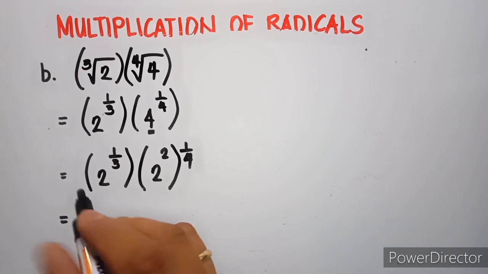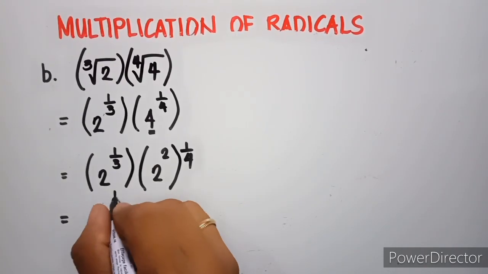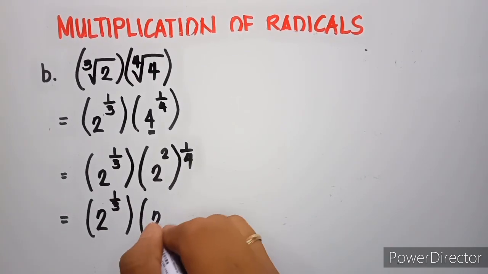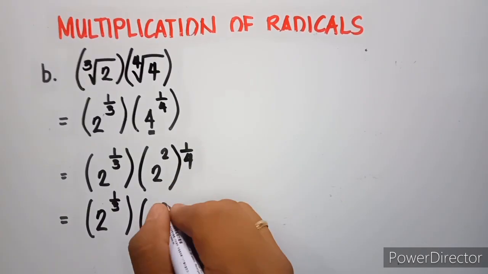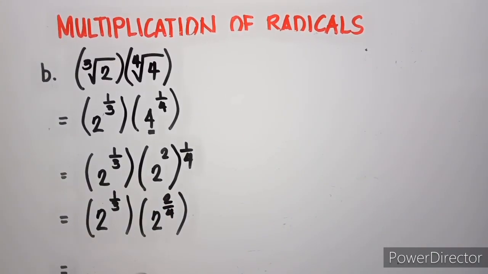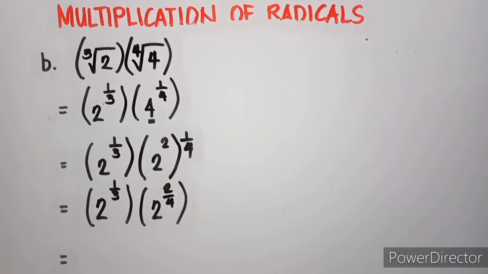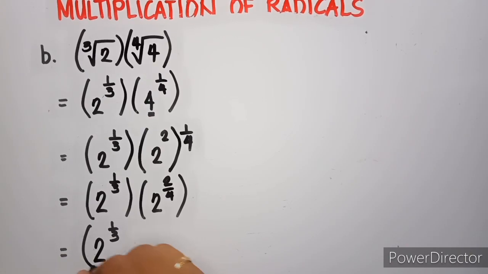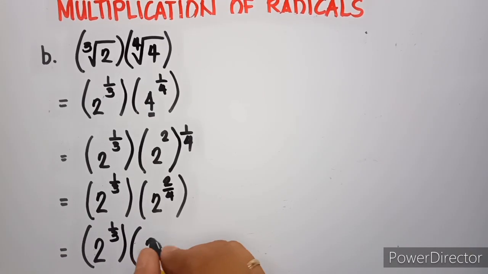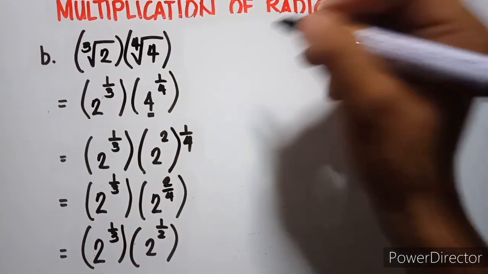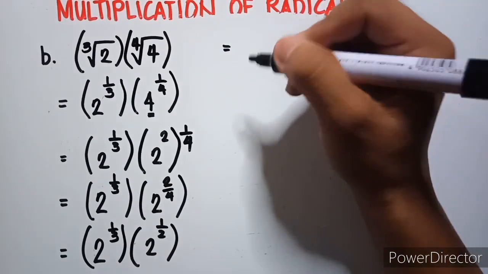Then this is equal to 2 raised to 1/3 times 2, 2 times 1 is 2 over 4. Simplifying, so we will have 2 raised to 1/3 times 2 raised to 1/2, kasi yung 2 over 4. Then that is equal to 2.